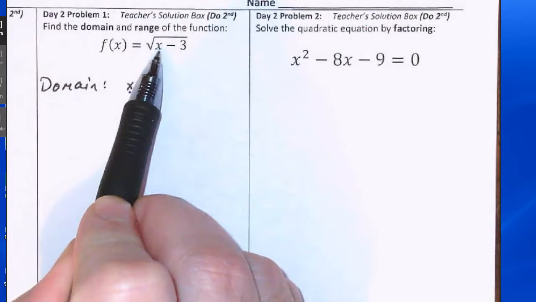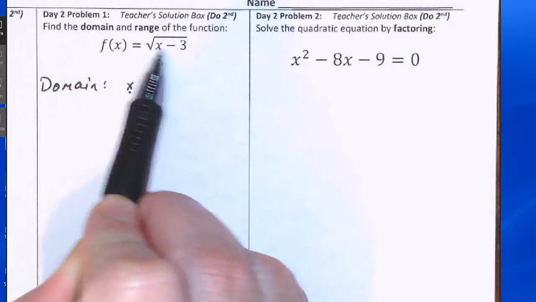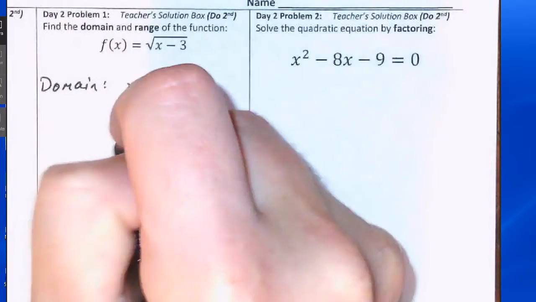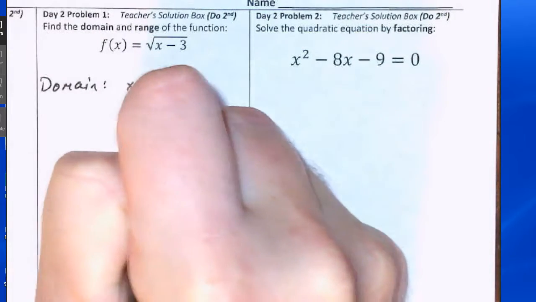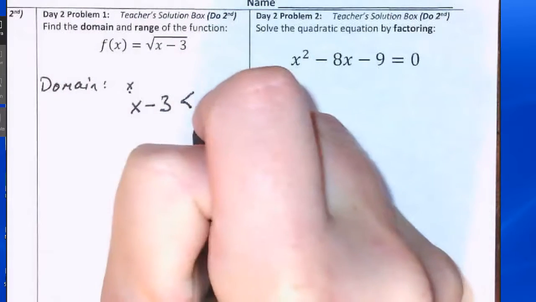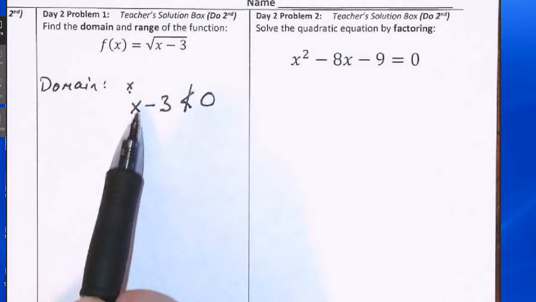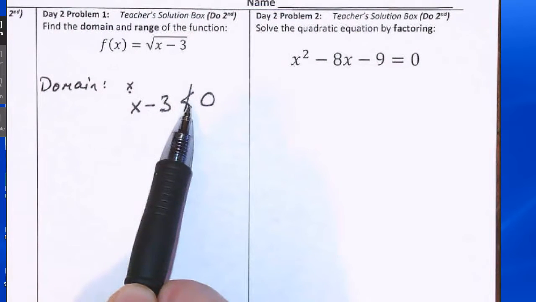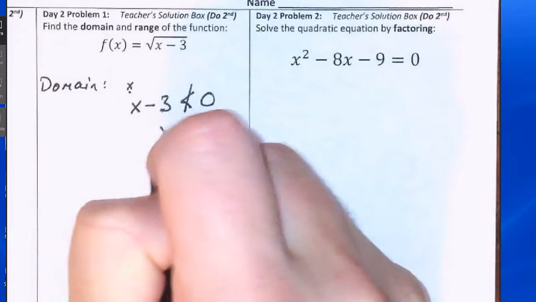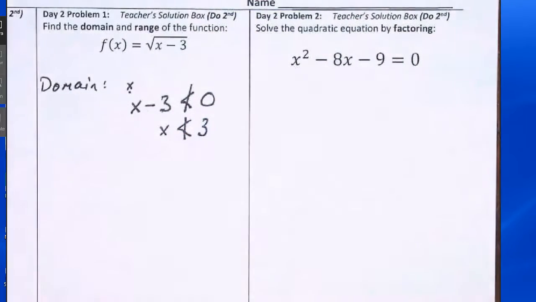So we want to make sure that x is a number that doesn't cause this expression inside the square root to turn out to be negative. So what we don't want to happen is we don't want x minus 3 to end up being less than 0. X minus 3 cannot be less than 0. Adding 3 to both sides, we have that x cannot be less than 3.